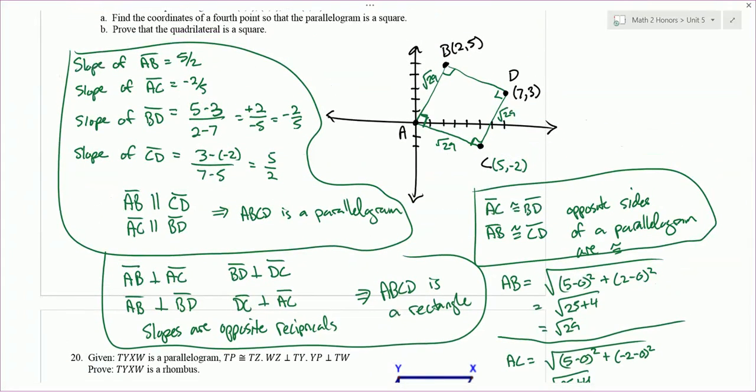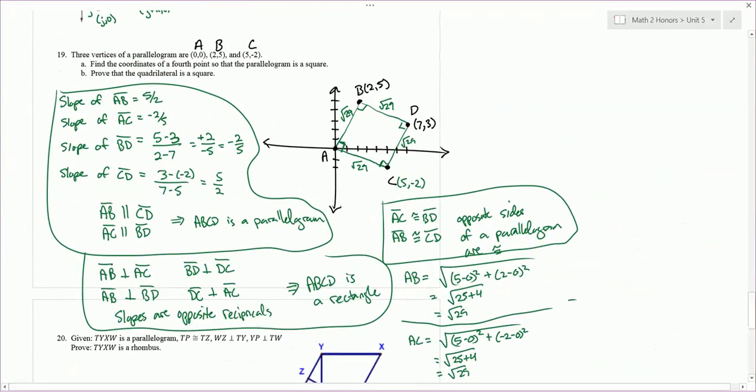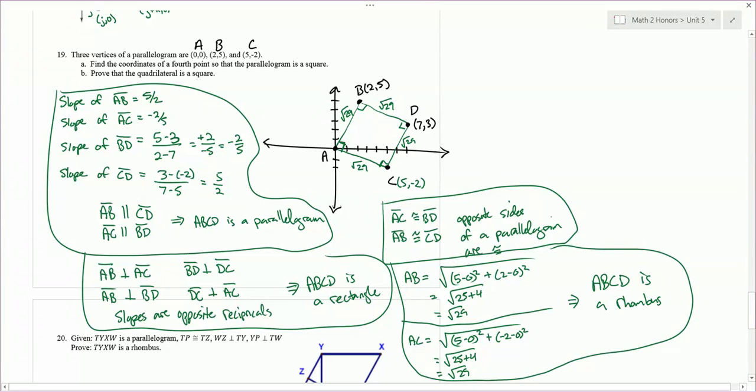And again, opposite sides are congruent, and so now we see all four side lengths are the same, and so that's evidence that we have a square. So ABCD, well, is a rhombus by definition. And since ABCD is a rectangle and a rhombus, we got that ABCD is a square.